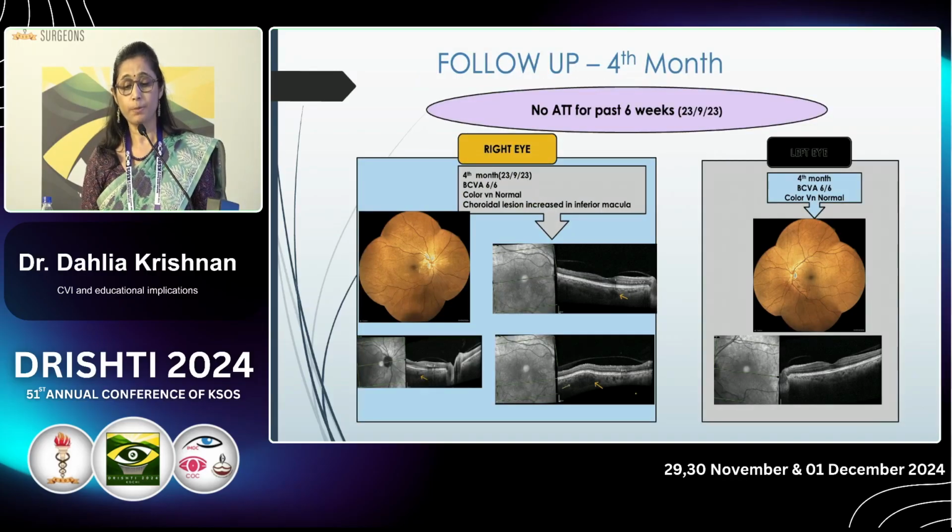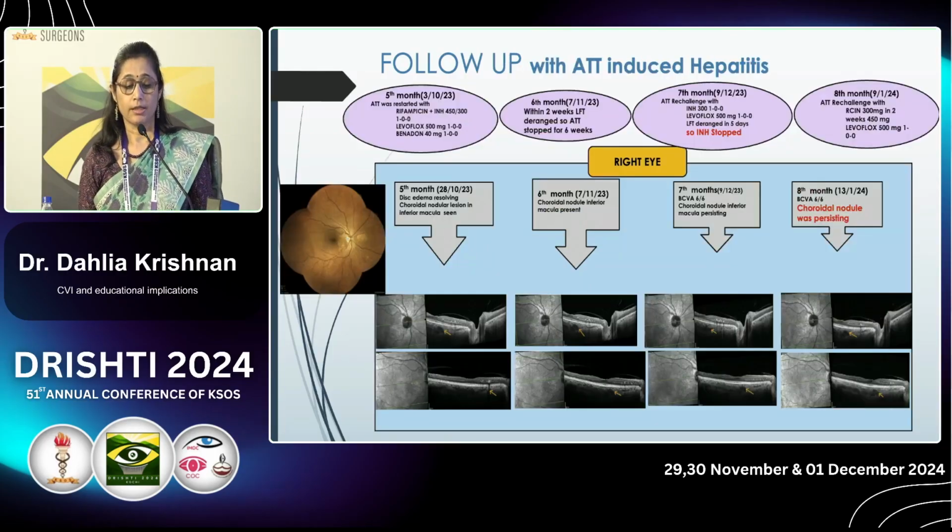In the follow-up in the 4th month, when she was not on ATT for the past 6 weeks, we saw that the choroidal lesion was increasing in the inferior macula. Again, start of ATT was asked for. ATT re-challenge was done multiple times, once simultaneously with all drugs, then with INH and levofloxacin, which showed that INH was causing the hepatotoxicity.